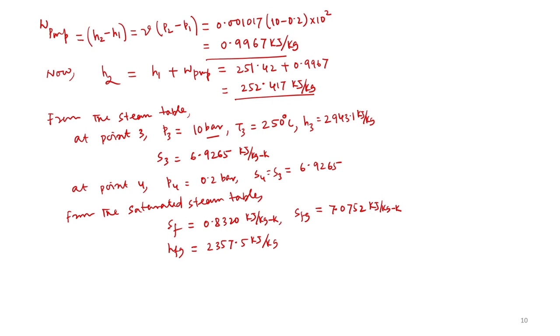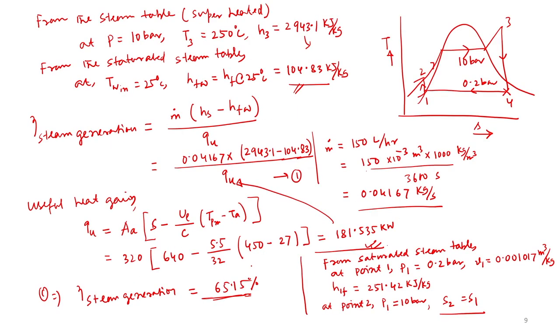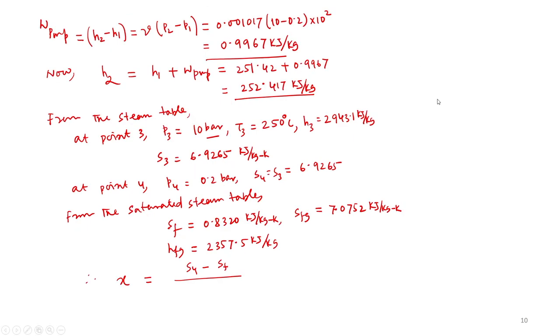So, with these values we can find the dryness fraction x. This is S4 minus the entropy at this point, Sf, divided by Sfg. These values are known to us now, so we can substitute: 6.9265 minus Sf, which is 0.8320, divided by 7.0752. So, this is calculated to be 0.8614, right.